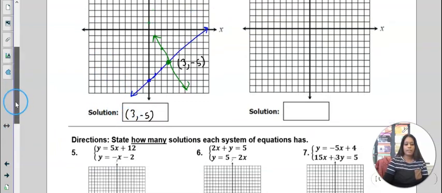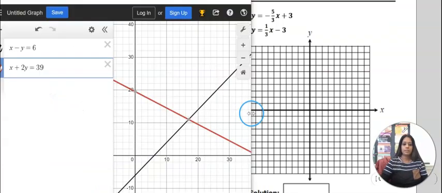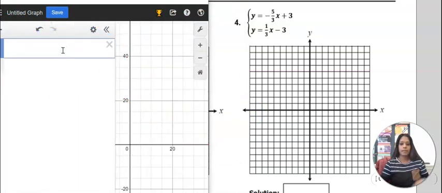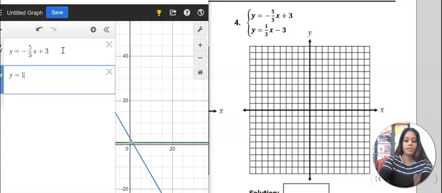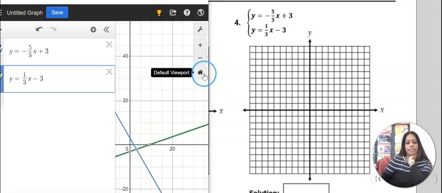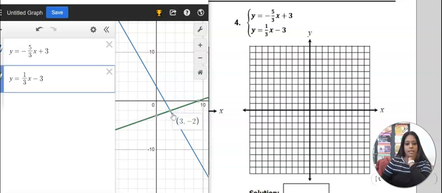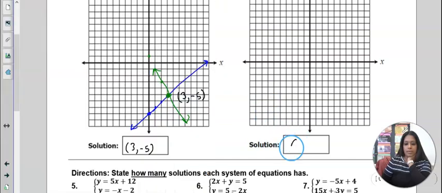We can also do the same process in Desmos. Let me go ahead and graph the second problem in Desmos. I'm just going to plug it in. So you have y equals -5 over 3 x plus 3, and then y equals 1 over 3 x minus 3. And Desmos graphs it. I always like to press the home button right there, and then it crosses at 3, -2. So my solution here is 3 and then -2.